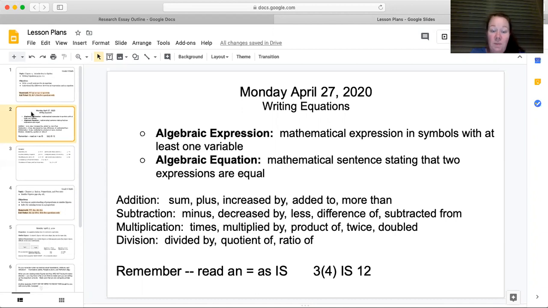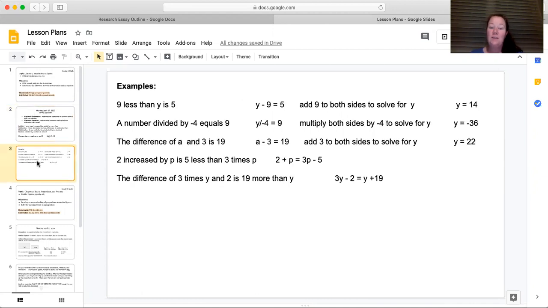An important thing to remember is that you're going to read the equal sign as the word is. 3 times 4 is 12. We also write 3 times 4 equals 12. So they mean the same thing, just a different way to say it. So here are examples for today.